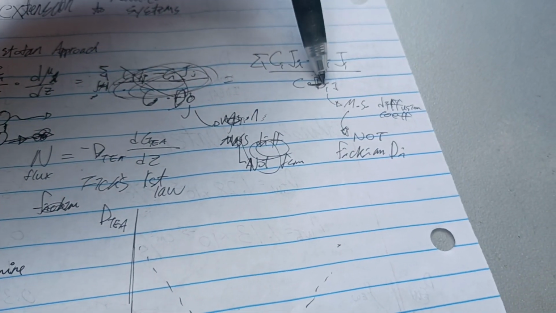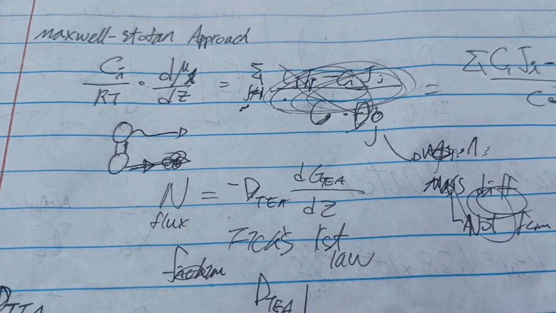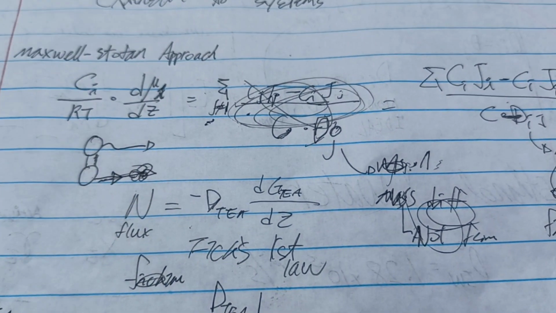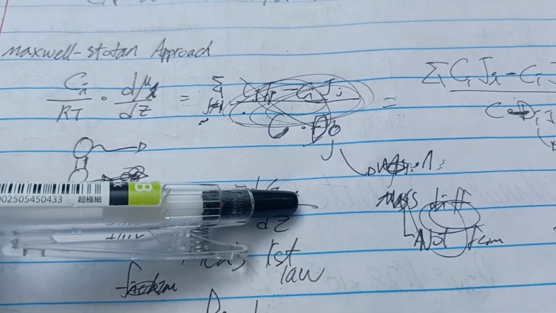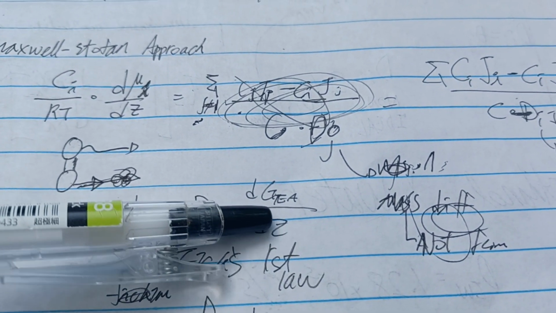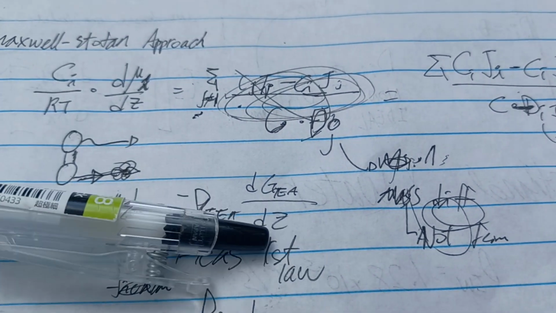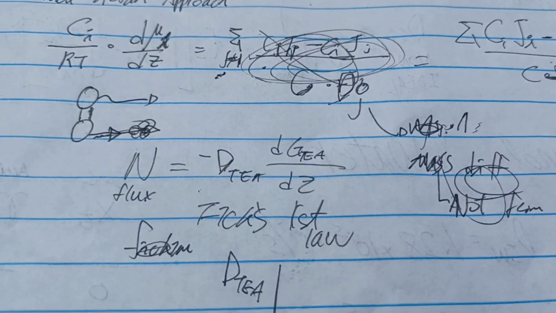And to make sure, this is not a Fickian diffusion coefficient. And this is just the flux of TEA. TEA is triethylamine. And then this is the Gibbs free energy over just the z, the axis coordinate. So it's just trying to show that it fits Fick's first law.